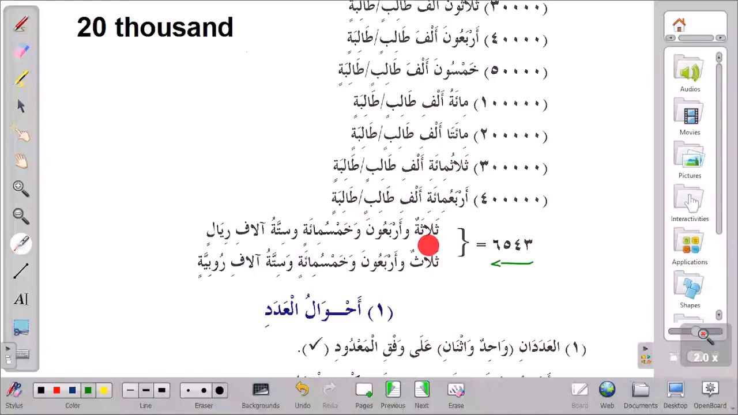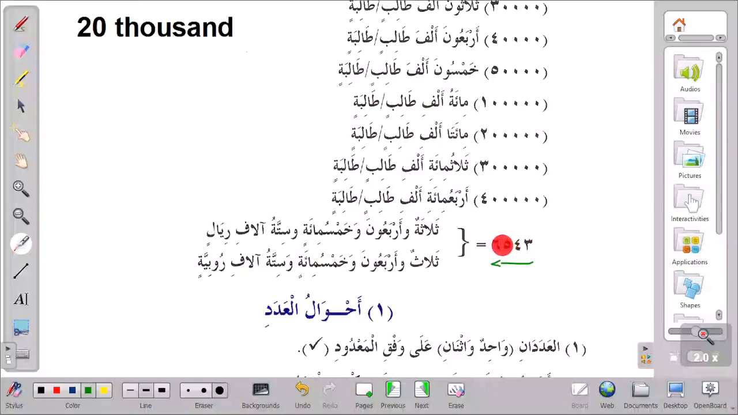Okay. So if you were counting it in this direction, 6,543, how would you say it? Very easy. 6,000 is what? Sittatu alafi. So you say sittatu alafin. Wa 500 is what? Wa khamsu mi'atin. Wa 43 is what? Salasatu wa arba'una riyalin. Oh, that is clear.